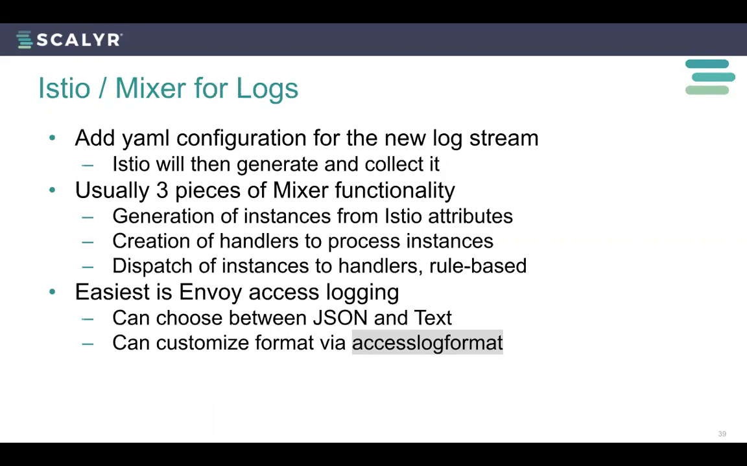Absolutely the easiest way is what's called Envoy access logging. You get a choice between structured JSON or just straight text formats. And you can customize that format, something Steve mentioned early on, via what's called the access log format attribute inside of Istio. This allows you to pick and choose what you want and how you want it expressed.